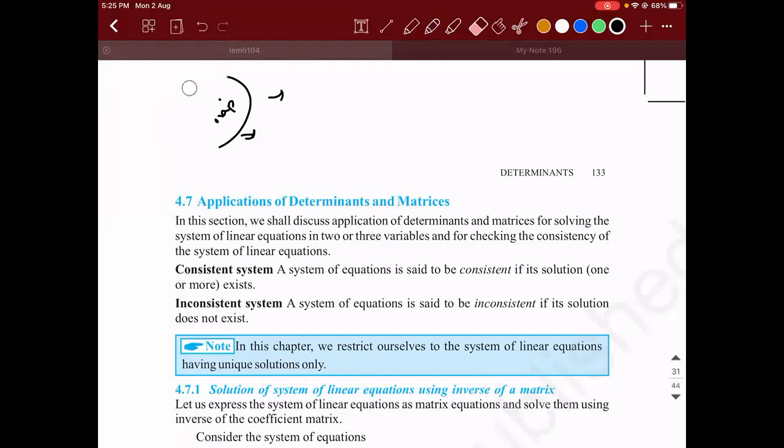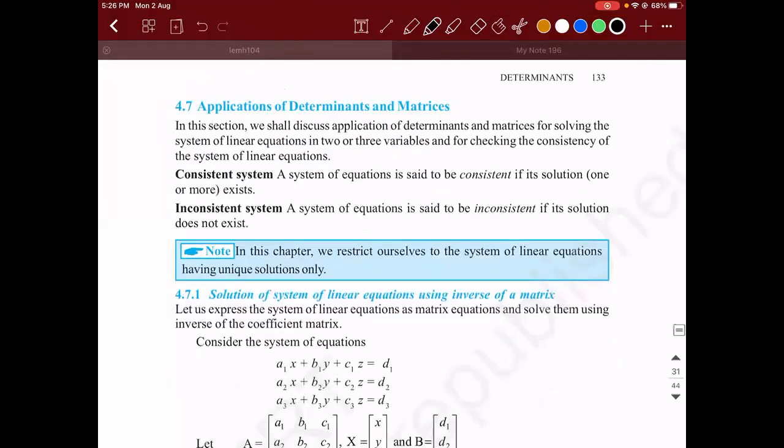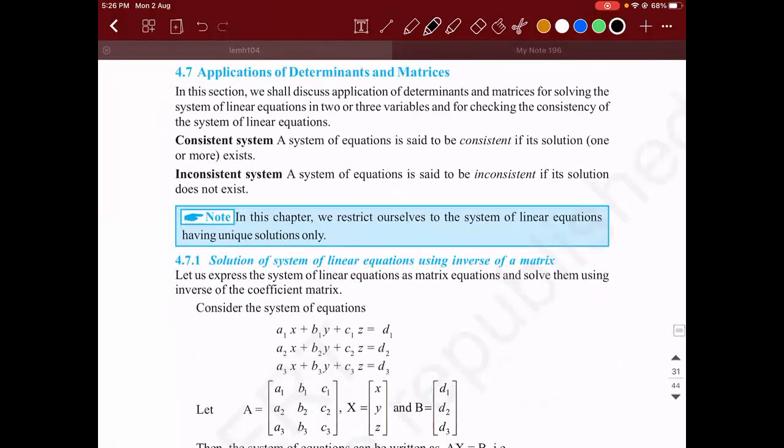Okay. So shall we go to the last exercise, that is applications of determinants and matrices in other branches of mathematics. In this section, we shall discuss the applications of determinants for solving the system of linear equations either in 2 or 3 variables and for checking the consistency of the system of linear equations. So there is a term that is there. If 2 linear equations are given or 3 linear equations are given, it depends on the type of solution you get. What do you mean by solution of linear equations?